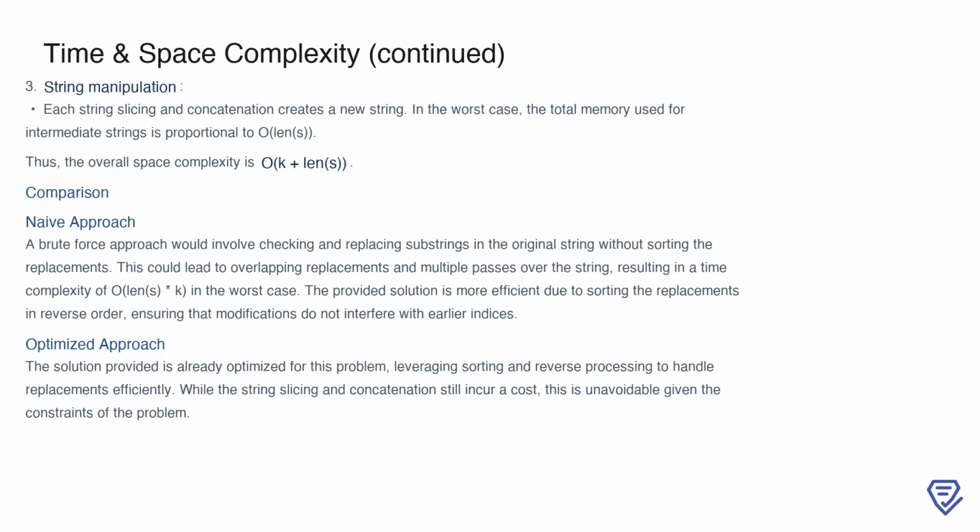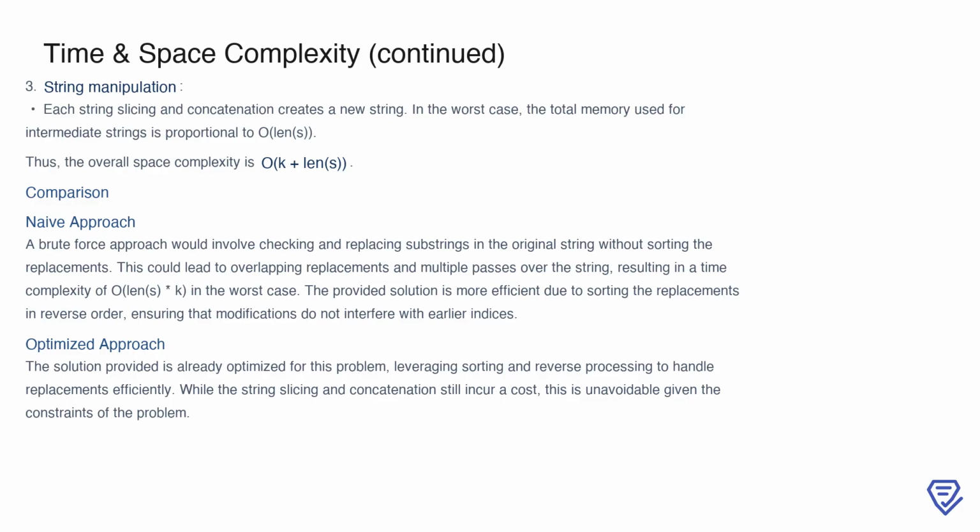Additionally, we must account for the space used during string manipulation. Every time we perform string slicing and concatenation, a new string is created. In the worst case, the total memory used for these intermediate strings is proportional to O(lenS). Combining these factors, the overall space complexity of the solution is O(K + lenS).